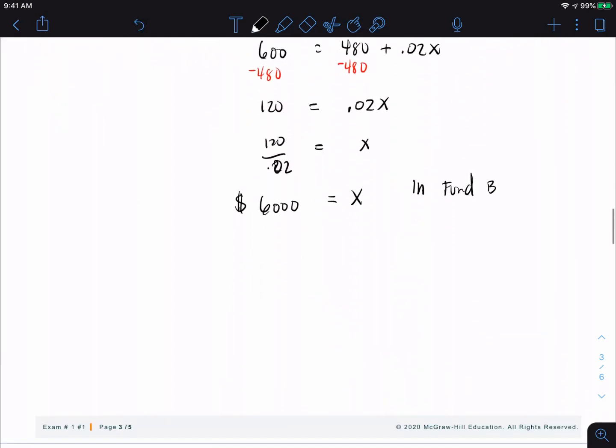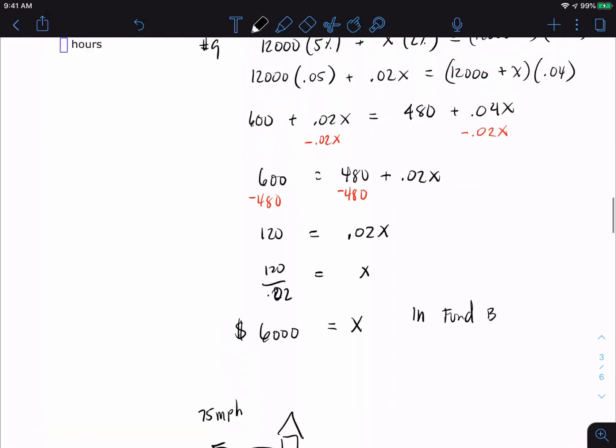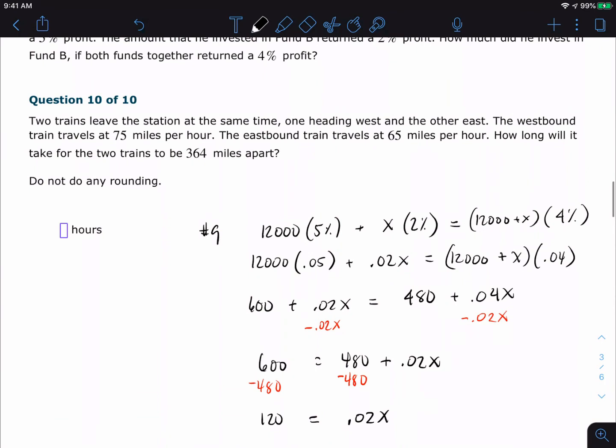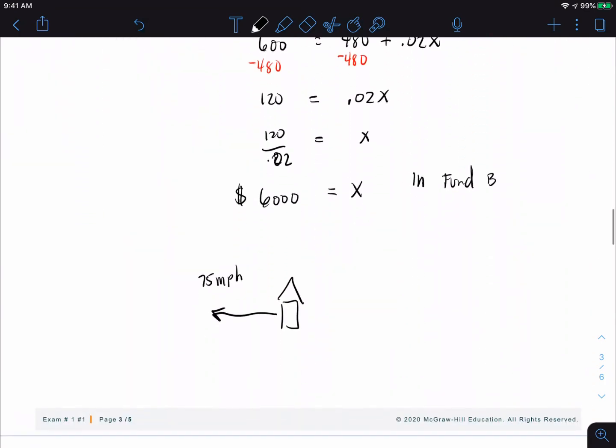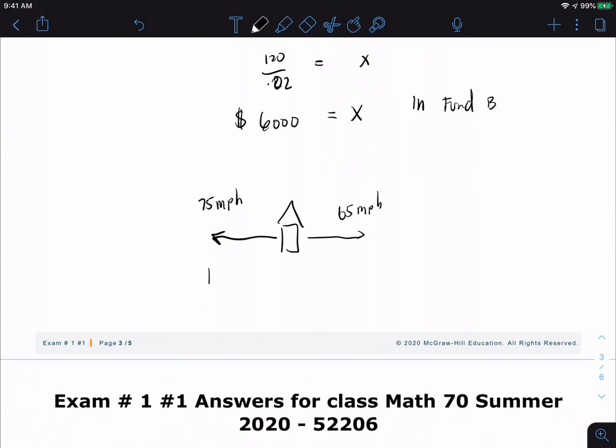Okay, so here is the train station. I always draw my little pictures. One train's going this way at 75 miles per hour. It's going west. And the eastbound train is going this way at 65 miles per hour. And we want to find out how long till the 2 trains are 364 miles apart. Does that make sense?